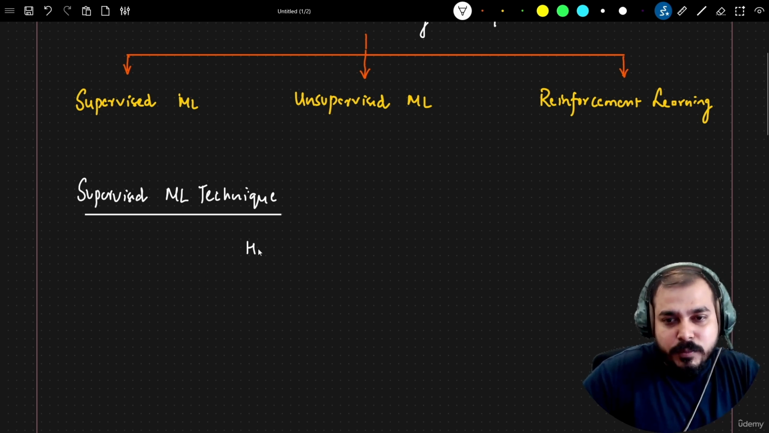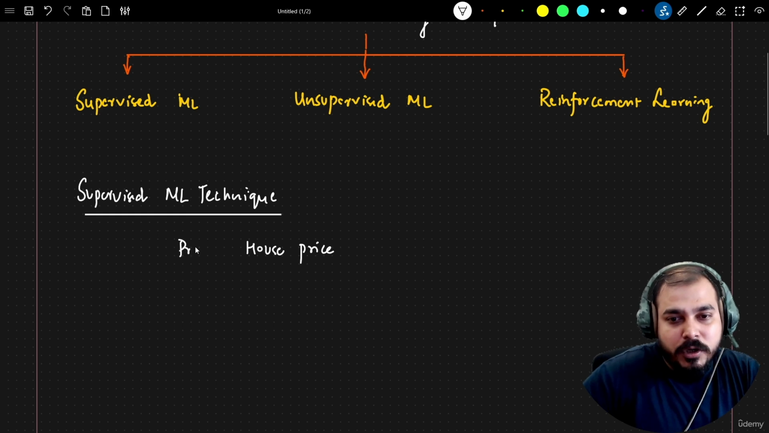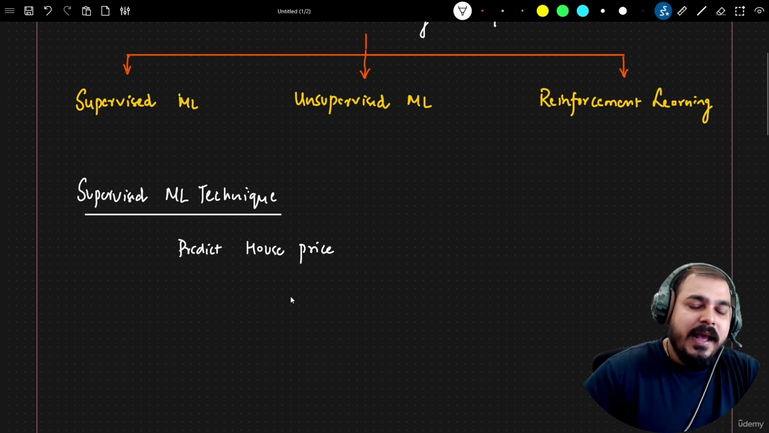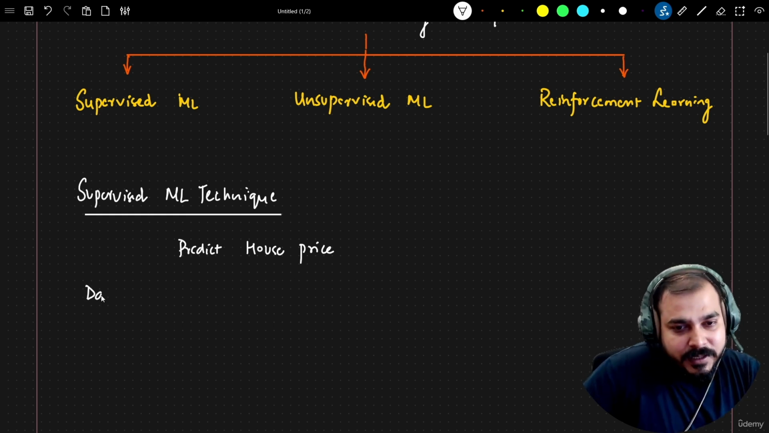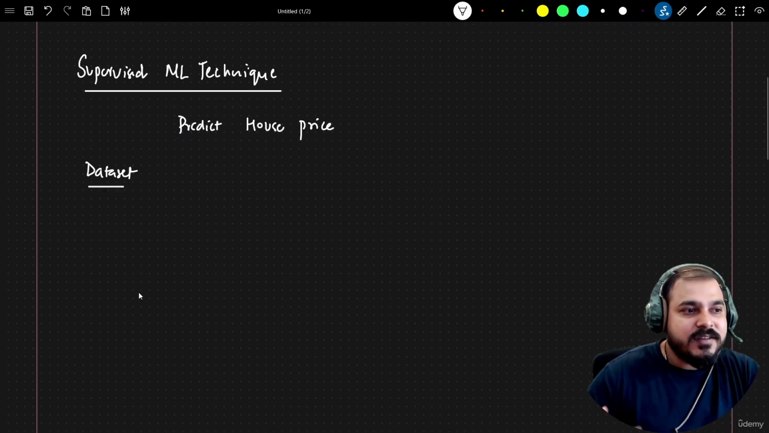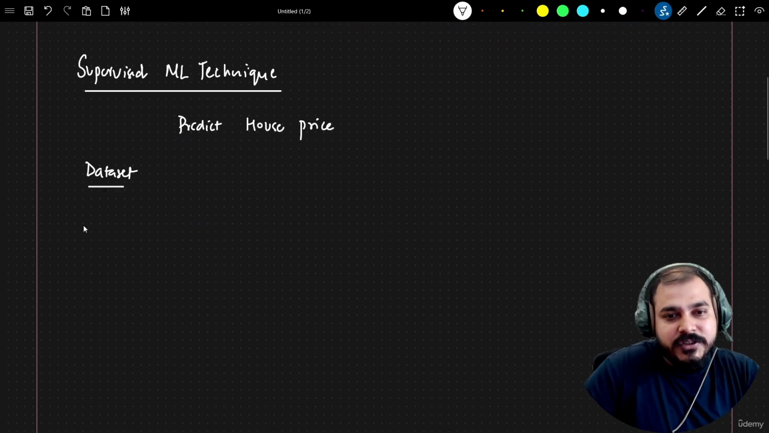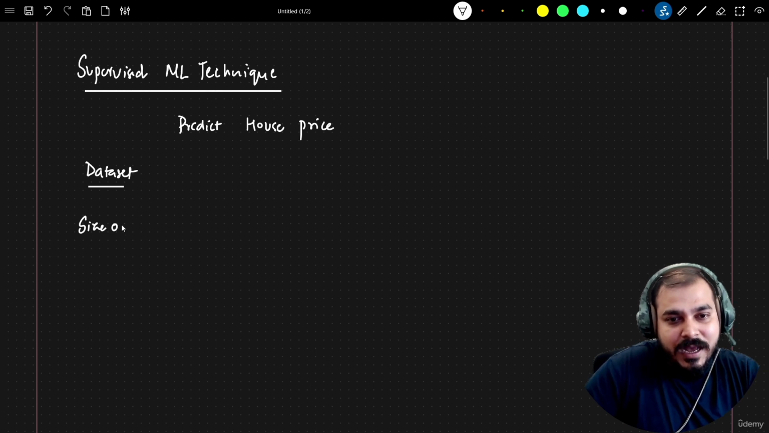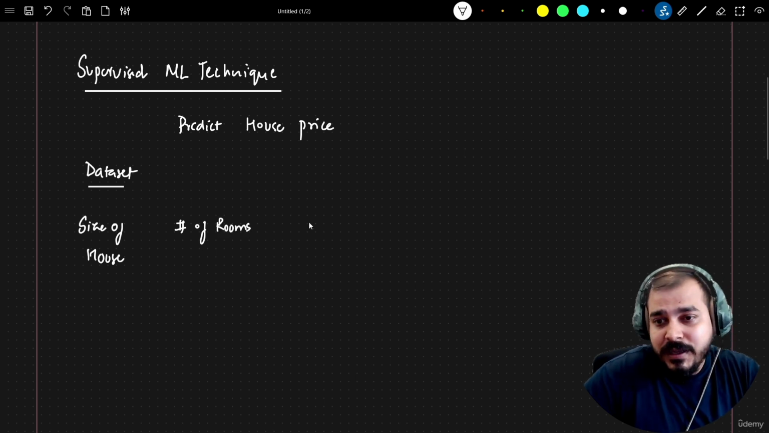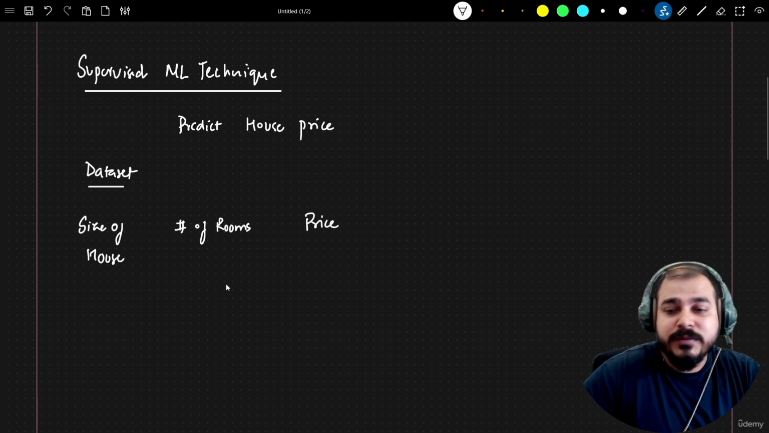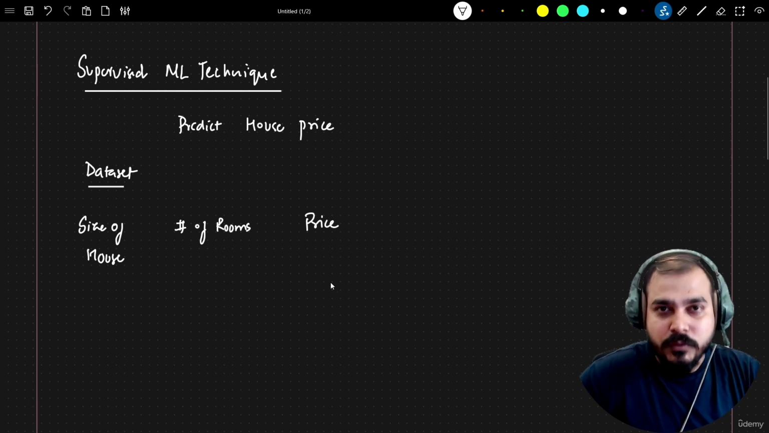Suppose my task is to predict the house price. Okay, so I really want to predict the house price, and let's say I have a specific data set. In this particular data set, I have some features. Let's say I have features like the size of the house, and the number of rooms in the house. And then I have my third feature, which basically indicates the price of the house.